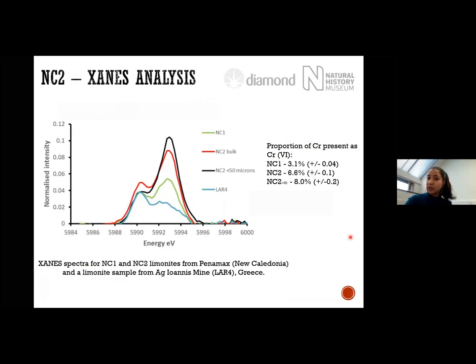We knew that there was another New Caledonia sample that had chromium-6. So then we carried out some XANES analysis, and with this spectra here, you can see that there are two distinctive components, one at 5990 and another one at 5993. And this one is an excellent indicator of the presence of chromium-6. And the intensity represents the concentration of chromium-6. LAR4 is one of the Greek limonites, and you can see that it's almost nothing compared to the NC2 and NC1 limonites. And that's interesting, because we didn't have this problem when we processed the Greek limonites, and here is why. And again, it supports our hypothesis that the chromium-6 is the problem.